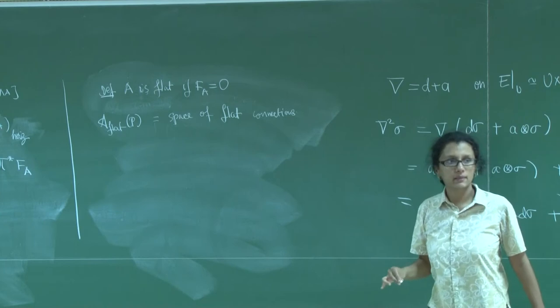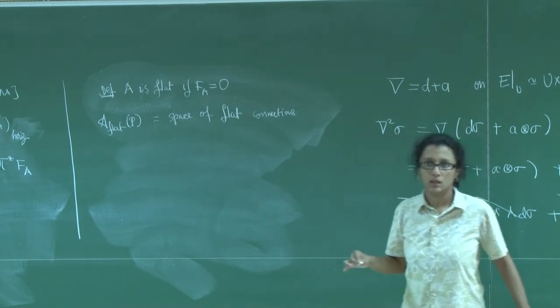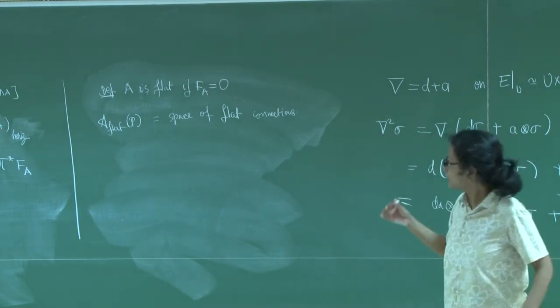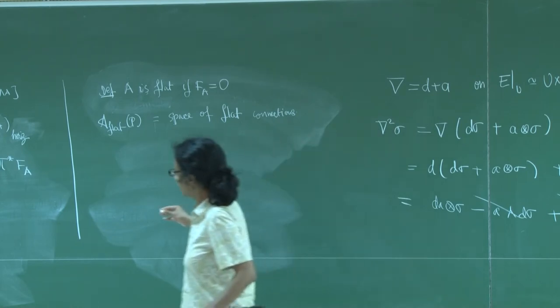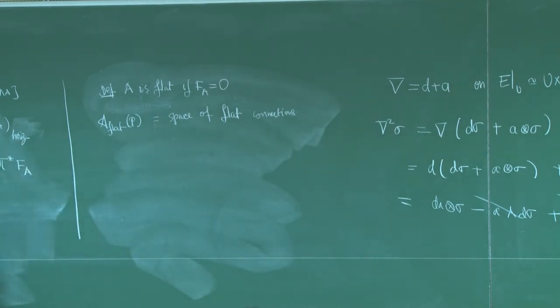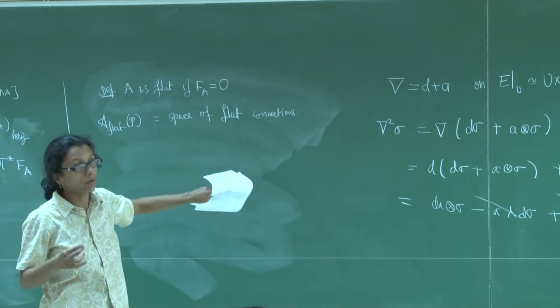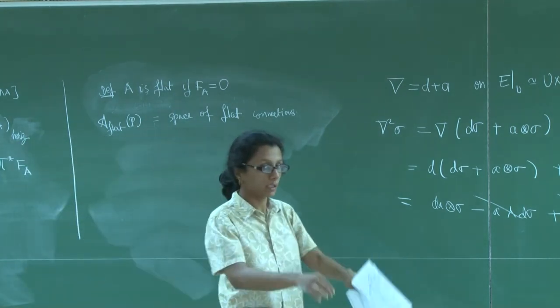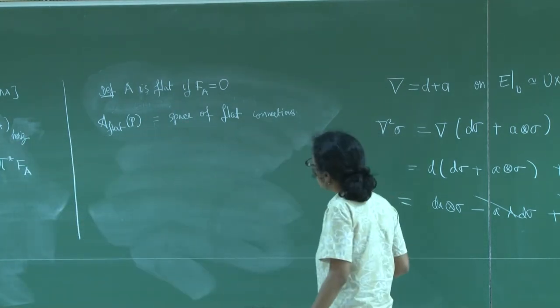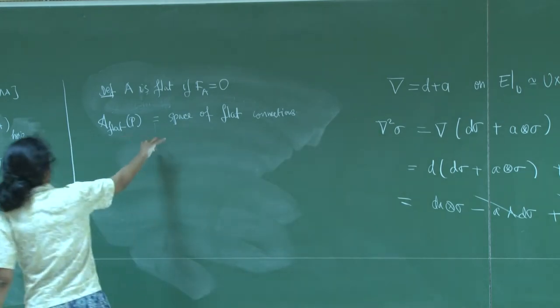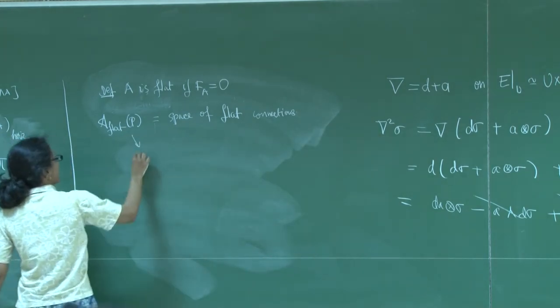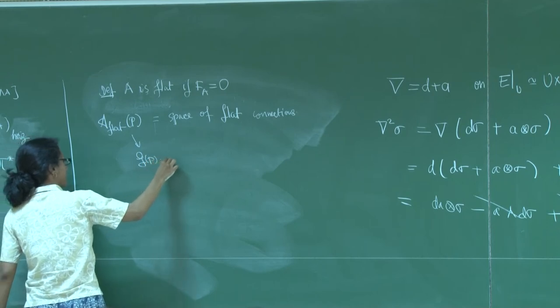And is it gauge invariant? How does the gauge group act on the curvature? It just acts by conjugation, right? So if your curvature is zero, then acting by a gauge transformation will continue to keep it zero. So the space is actually gauge invariant.